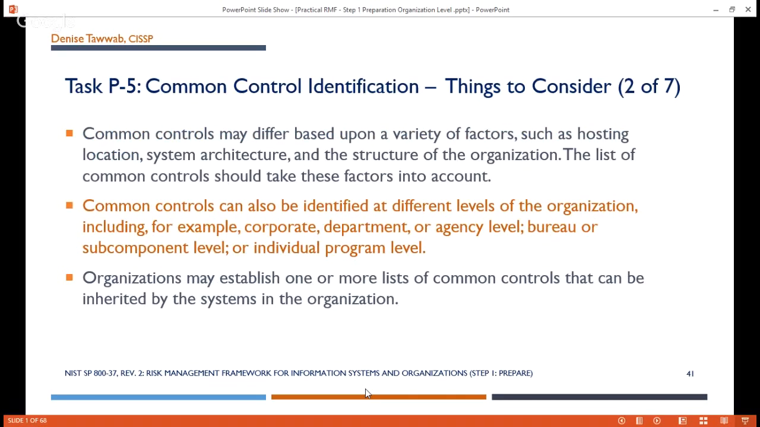Common controls may differ based upon a number of factors such as hosting location, system architecture, and the structure of your organization. The list of common controls should, of course, take these factors into account. Common controls can also be identified at different levels of the organization, including, for example, corporate, department, bureaus, or individual program level. You may establish one or more lists of common controls that can be inherited by the systems in the organization. So you don't have to have just one big list. You can have several different lists, but anytime you're providing common controls that are inheritable, you want to have a list of those and make those available to the business and system owners.